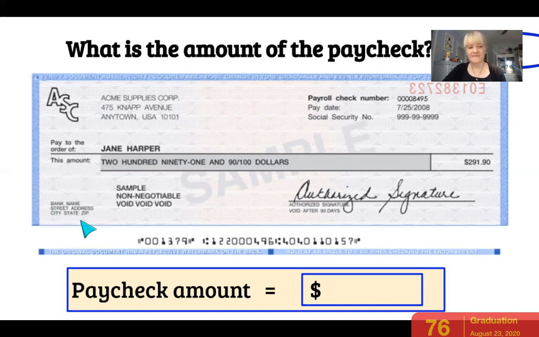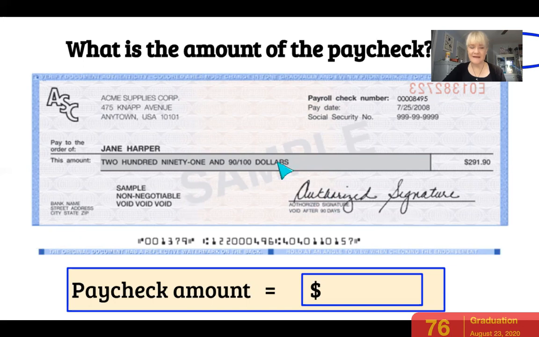Down here again, it says bank name. And here it says sample, non-negotiable, void, void, void. That means that this is not a real check. Even if your name is Jane Harper, you can't actually sign this check and get the money. It's a check just to show what checks are like. Over here, you'll see a signature. This is a signature from a person at the company you work for that signs the check to say, yep, Jane Harper really gets this money.